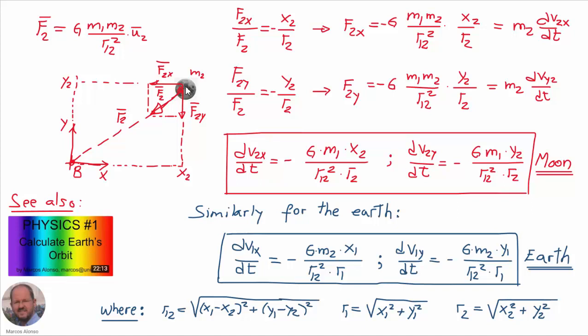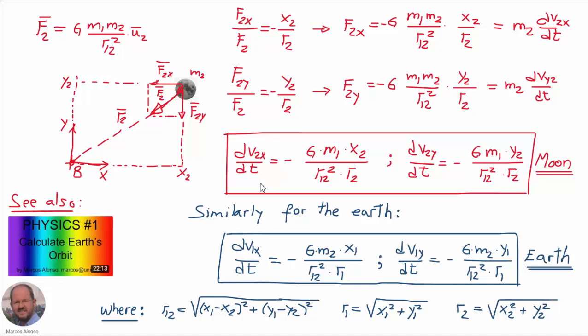So, for example, for the case of the Moon, we have the gravitational force that can be decomposed into components here, F2y and F2x, and the magnitudes of these components can be obtained by inspection of these triangles in the diagram. From this we can obtain the magnitude of F2x and F2y, which are going to be equal to the mass of the Moon times the acceleration in the x direction, and also times the acceleration in the y direction for the case of the force F2y.